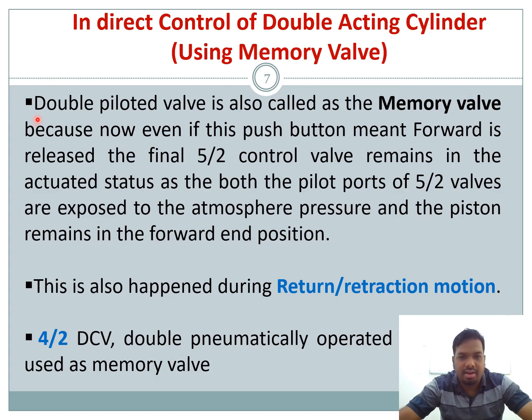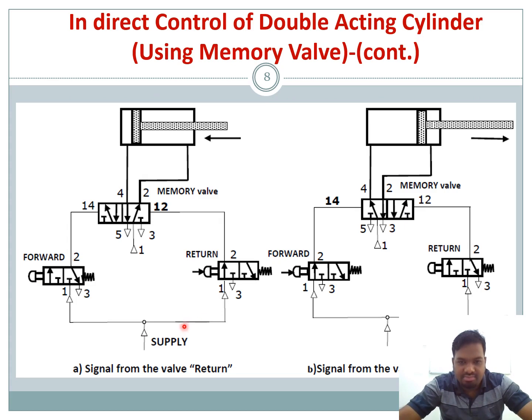a double piloted valve. Because now even if this forward push button is released, the final 5/2 control valve remains in the actuated state, as both the pilot ports of the 5/2 valve are exposed to atmospheric pressure, and the piston remains in the forward position. Okay, so we will see the circuit. I will explain from the circuit.